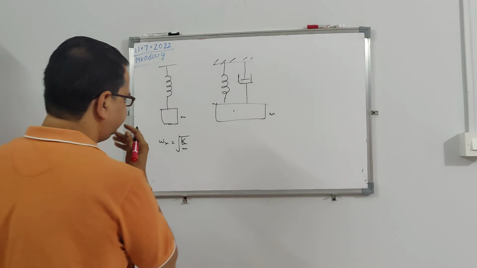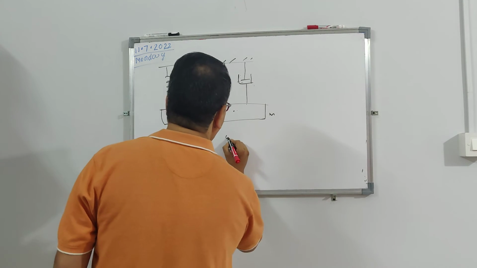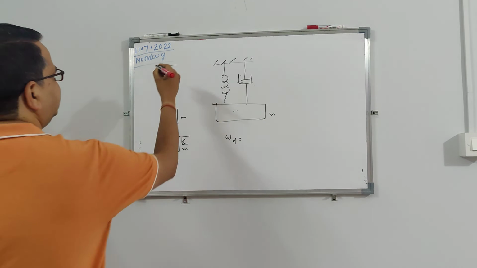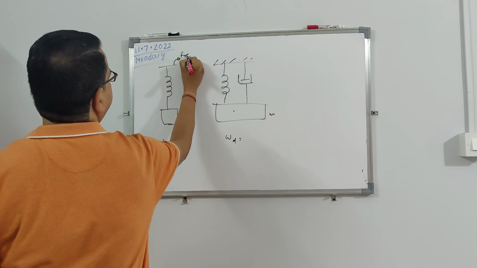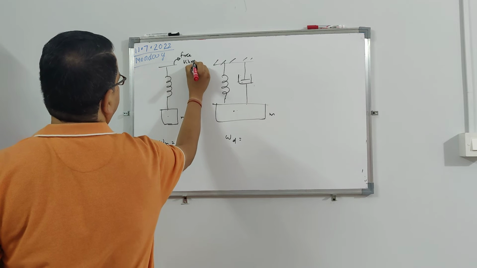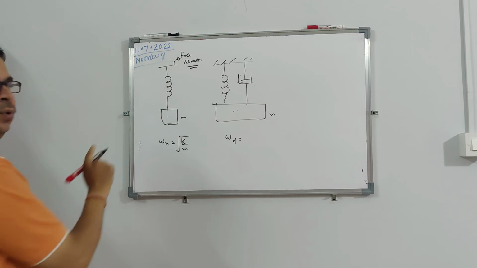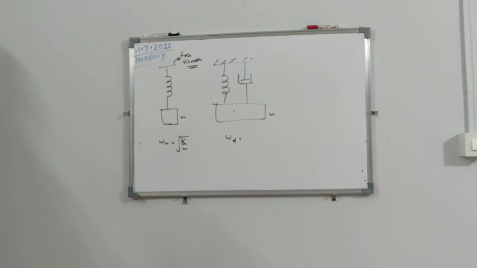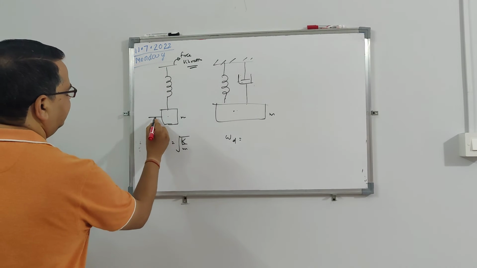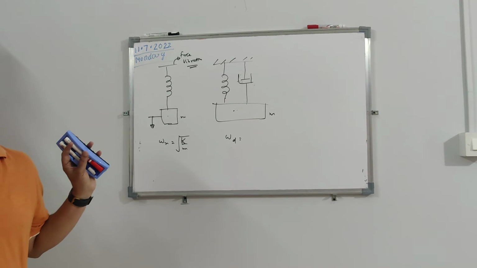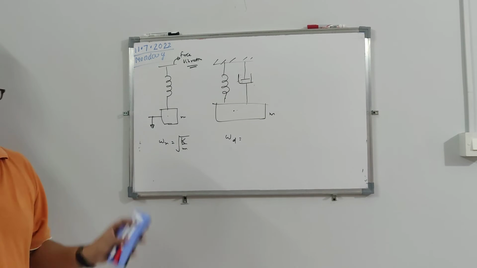And then here we have found out omega d, that is the damped frequency. So this is free vibration. Free vibration means what? Here there is no damping nor any external force. Why there is no external force? Because you are just applying something and removing that force. That force is not there in the system. You have just disturbed it and left it like that. So that's why it is free vibration.